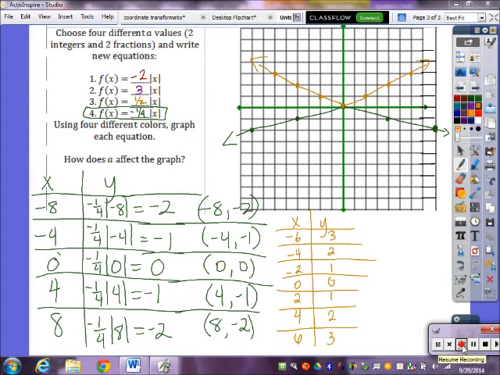I made my t-table for 1/2 here, and when I plotted it, now it's flipped upright, but it still looks like it's squished. We're going to call that a compression, where it's compressed. So it looks like it widens it out, which would be a compression, and depending on if it's positive or negative, it looks like it's going to flip. Either it'll be upright or flip down. So let's see what happens with the whole numbers.